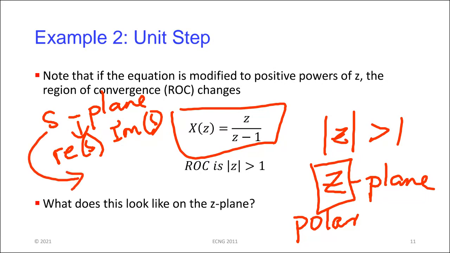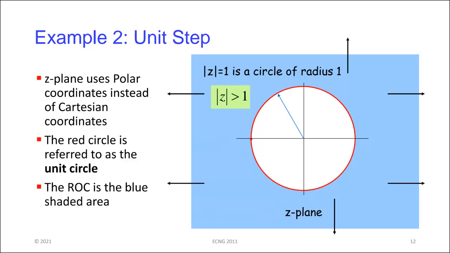And you will meet that in ECNG 2009 in controls. There's some control theory that you're going to meet, and it's far more convenient if you express the number, instead of a real and imaginary part, a plus jb, as a magnitude and an angle, and it works out far better. So in the case of the Z-plane, if you look at it, mod z equal to 1 is a circle of radius 1.